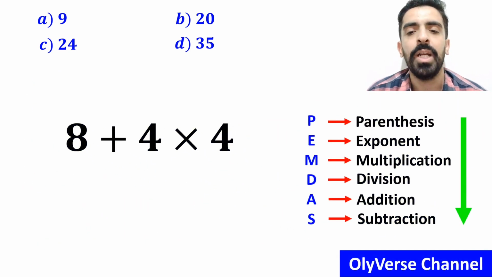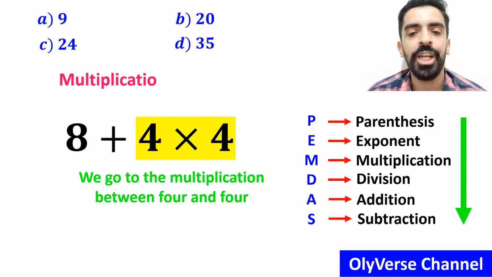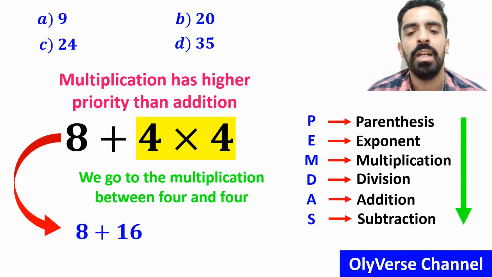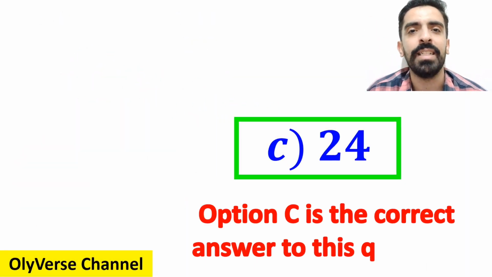And the final step, we go to the multiplication between 4 and 4 because multiplication has higher priority than addition. So, this expression simplifies to 8 + 16, which ultimately gives us the answer 24. Therefore, option C is the correct answer to this question.